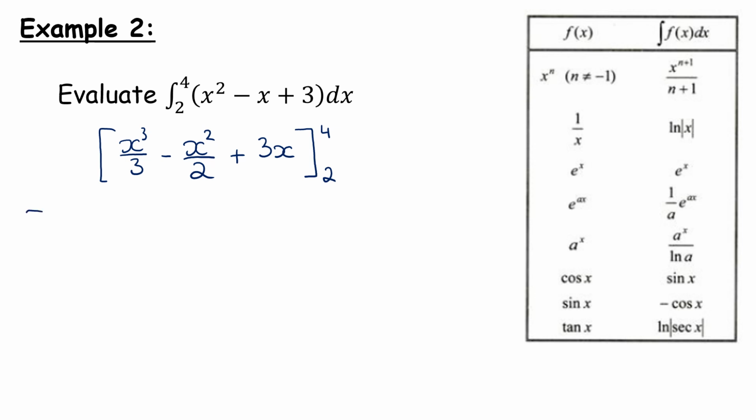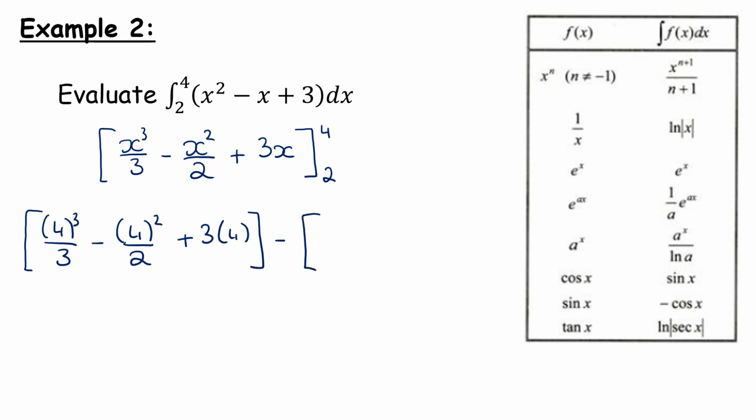So the first step is to put this in with the upper limit. So you sub in the upper limit first. That is going to be 4 cubed over 3 minus 4 squared over 2 plus 3 times 4, minus, and then you sub in the lower limit. So it's always the bigger minus the smaller. So 2 cubed over 3 minus 2 squared over 2 plus 3 times 2. And we can go to our calculator.